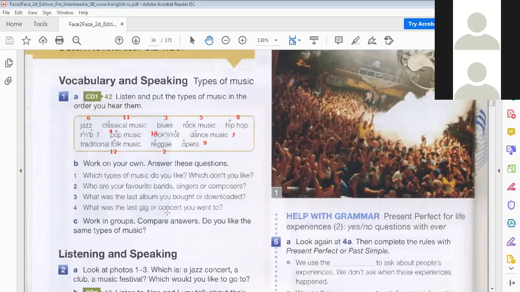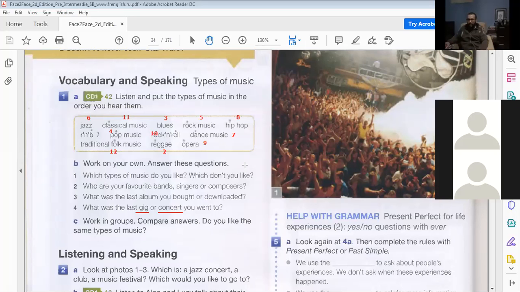Do you know what this word means? Gig or concert? Do you know what this means? A gig or a concert? Concert. Yeah. What's the difference between a concert and a party? Is it the same word or not the same word? No, not the same. Okay, can you tell me the difference?